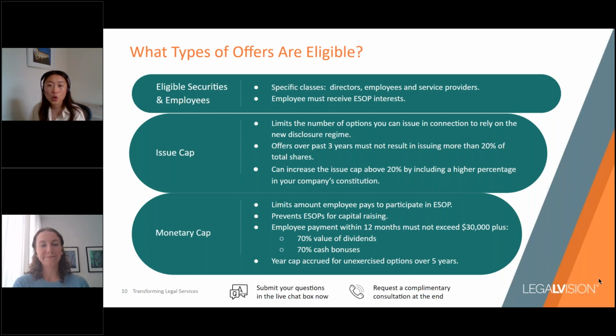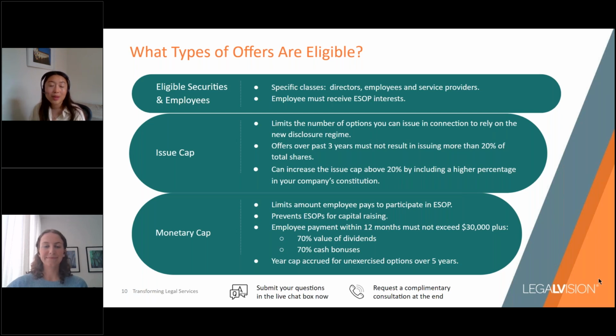The next requirement is called the issue cap requirement, which puts a limit on the number of options that you can issue in connection with your ESOP to be able to rely on these new disclosure rules. To put it simply, the relevant offer combined with offers in the previous 3 years must not result in the company issuing shares that are greater than 20% of the company's total number of issued shares. Because of this issue cap requirement, you'll need to keep track of the offers that you're making under your ESOP and make sure that the cap is not breached. It is possible to increase the issue cap above 20% of your shares by including a higher percentage in your company's constitution, if you did want to amend your constitution to achieve that.